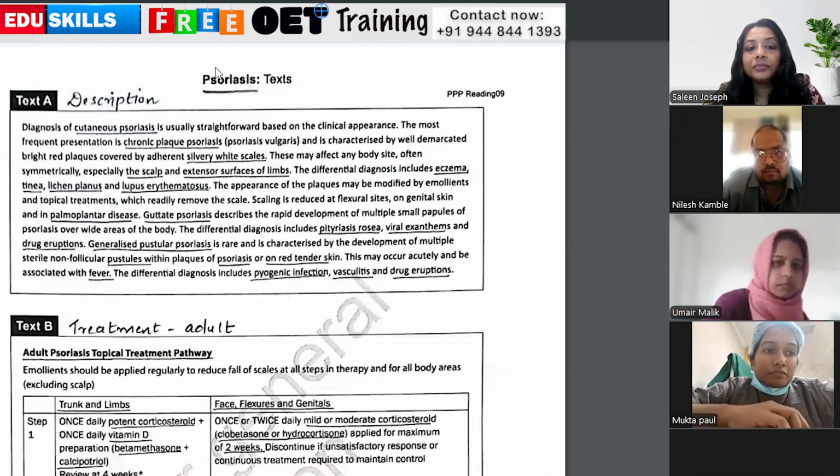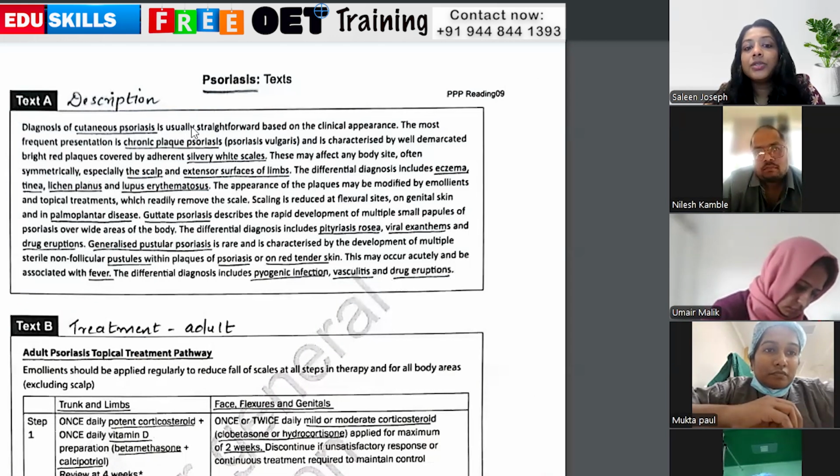Here, in text A: diagnosis of cutaneous psoriasis is usually straightforward based on clinical appearance. The most frequent presentation is chronic plaque psoriasis. Will we read like this?